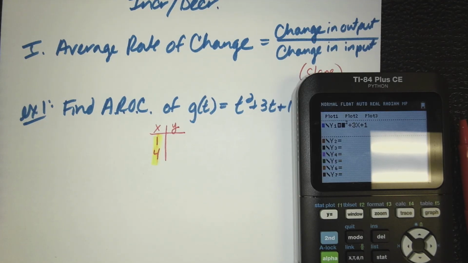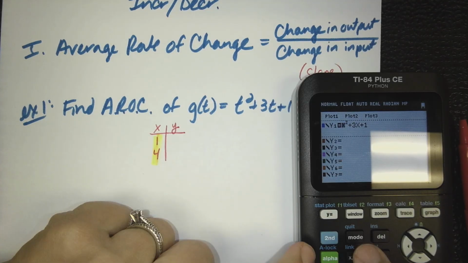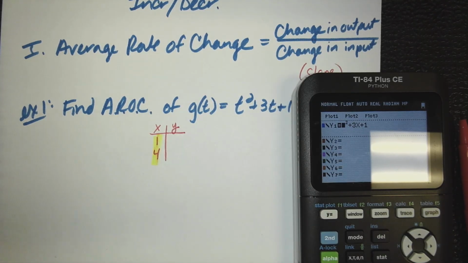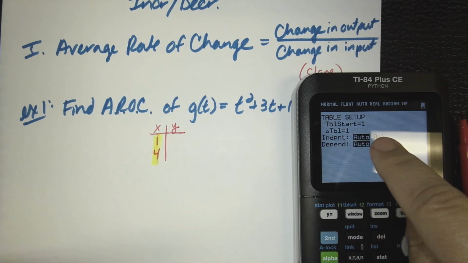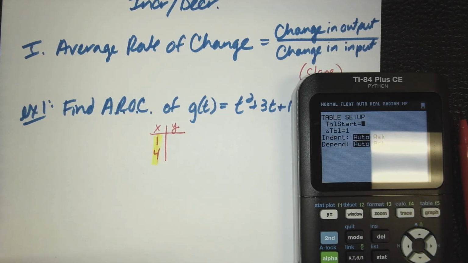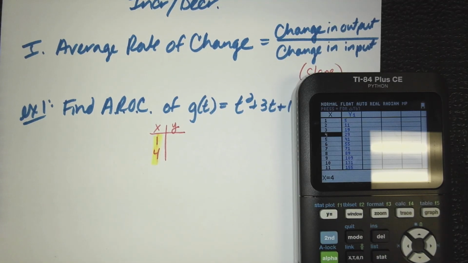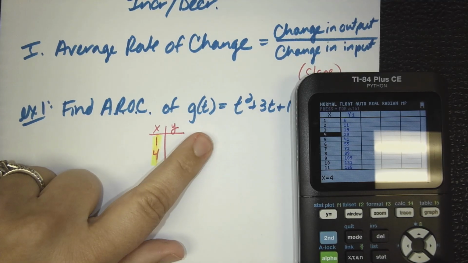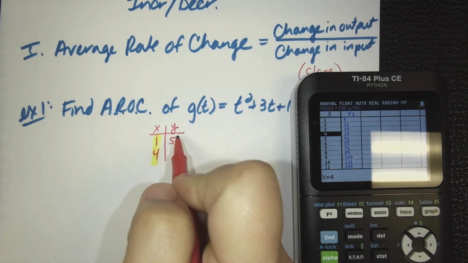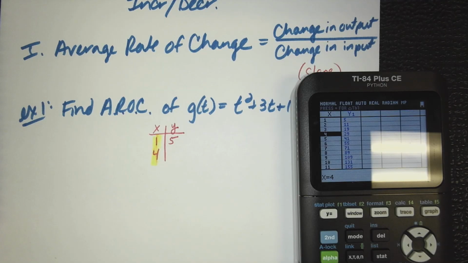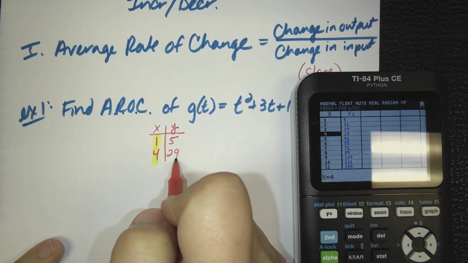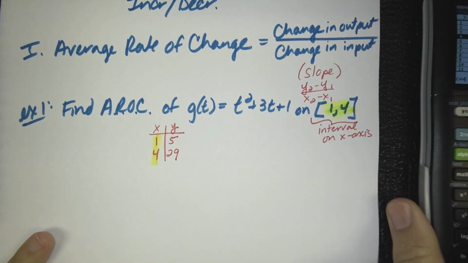Here's the only thing you have to be careful of, and you have to learn your calculator. If you go to table right now, it's set at 0.01. So you need to change it back. Go to table set and always just go 1, 1. 1, 1 will always give you an interval of 1. And then you can go to the table. And look at that. If you plug in 1, what do you get out? 5. And if you plugged in a 4, you would get out 29.